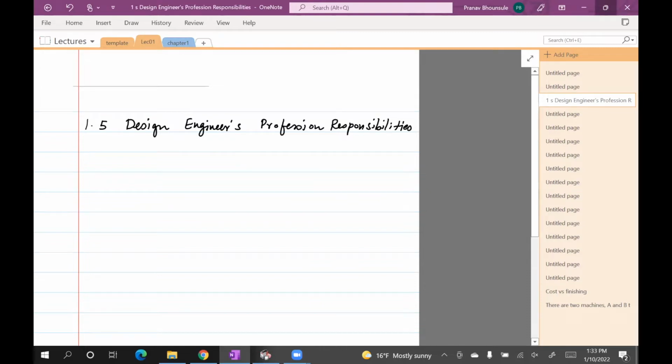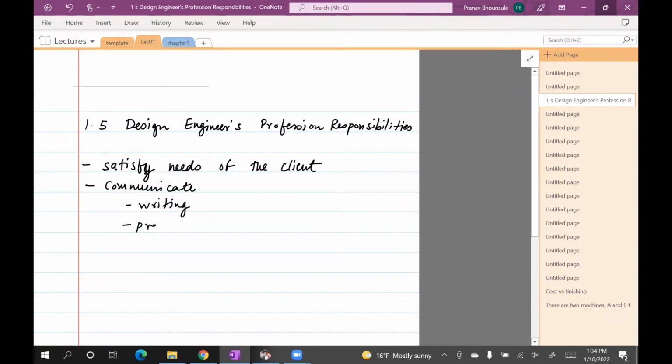Okay, so clearly one of the responsibilities is to satisfy the needs of the client. You need to communicate all things required in writing or through presentations.